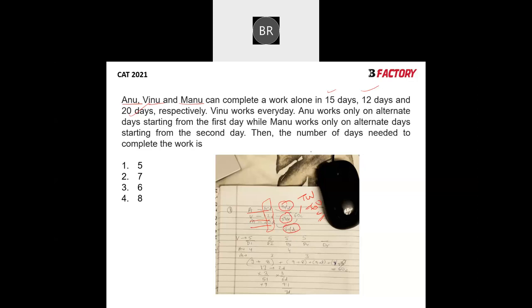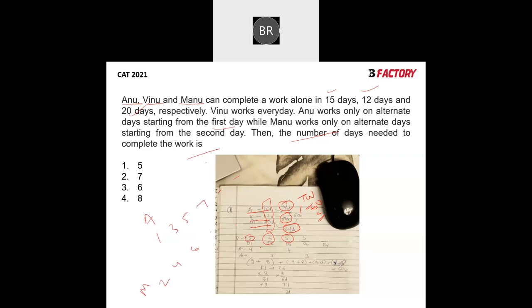Okay. Now, iske aage to phir ye question English hai. Number of days needed to complete the work is to find. Anu works on all, Vinu works every day. So, dekho, Vinu kitna tha? 5 per day. So, Vinu I have put every day. See? Got it? Okay. 5 every day. Now, Anu works on first, the alternate starting from first. Matlab, Anu will work on first day, third day, fifth day and so on. Odd number of days. And Manu will work on alternate days starting from second.